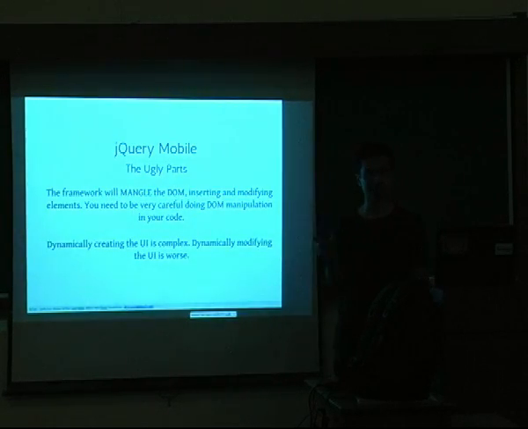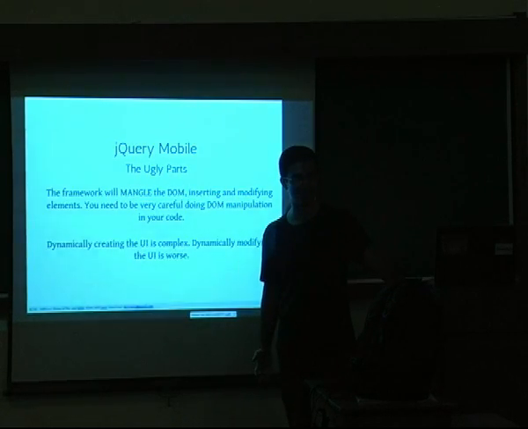but what this means is a lot of code that you expect to work will not work. You take a div and then you try to find its parent. Another list item might be the parent in your regular code, but when you actually execute it, something else might be the parent and you won't even know what happened. So usually debugging these kind of programs is slightly more complicated. Another problem is dynamically creating the UI is complex, and dynamically modifying the UI is even more complex than that.